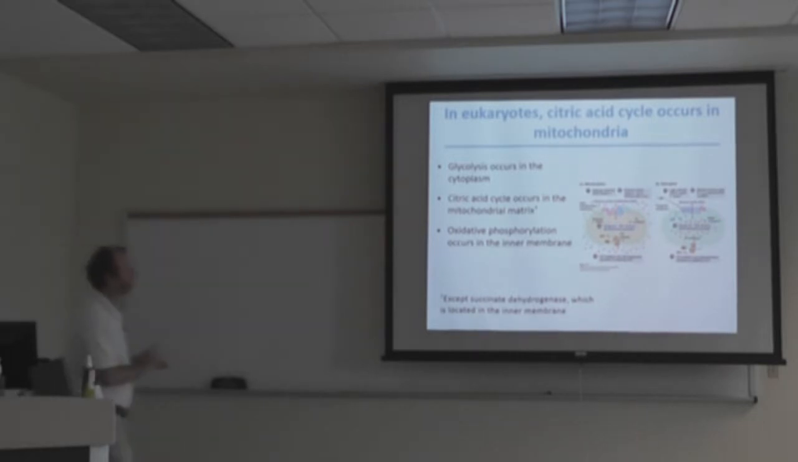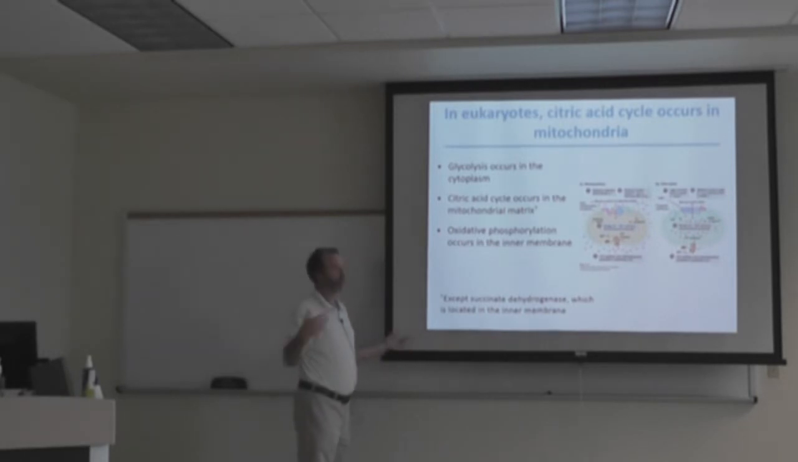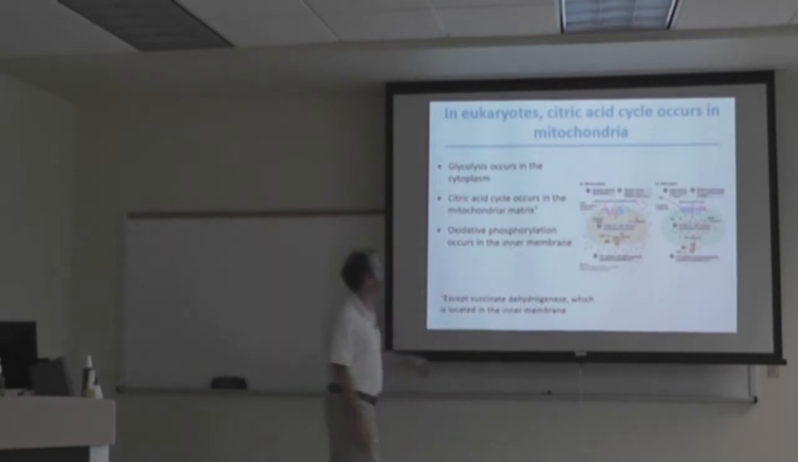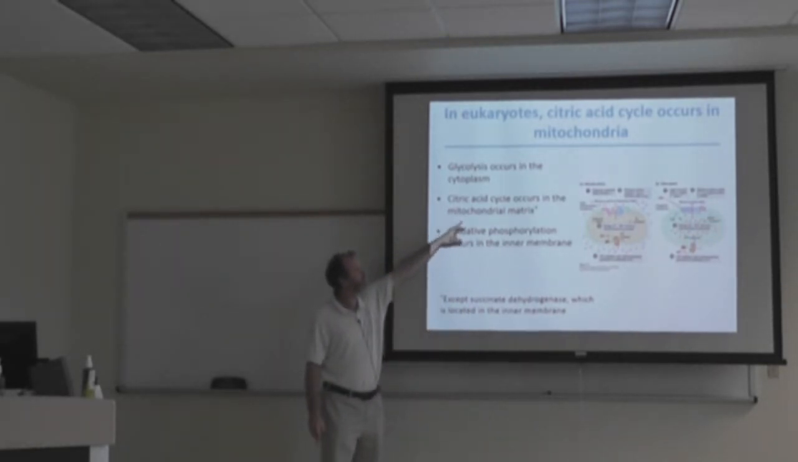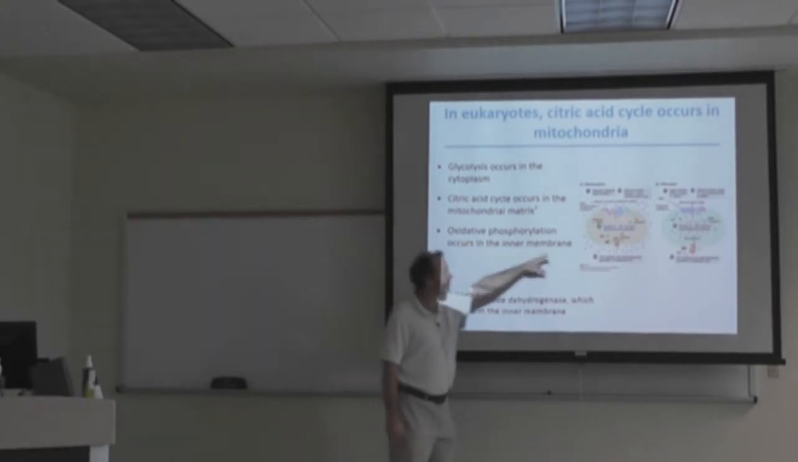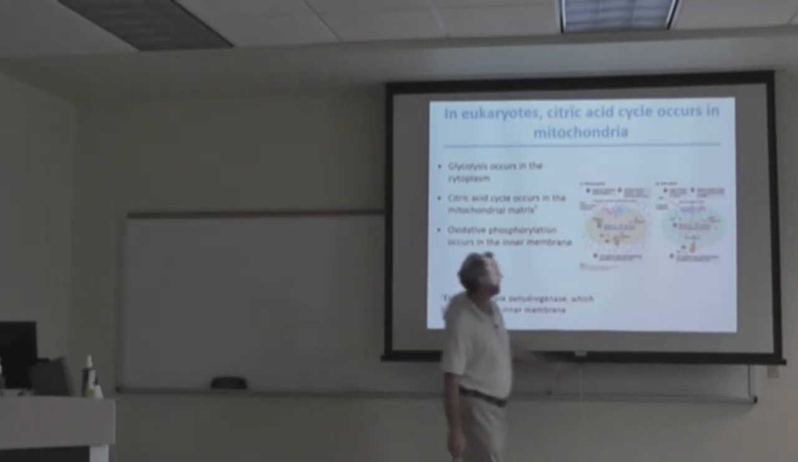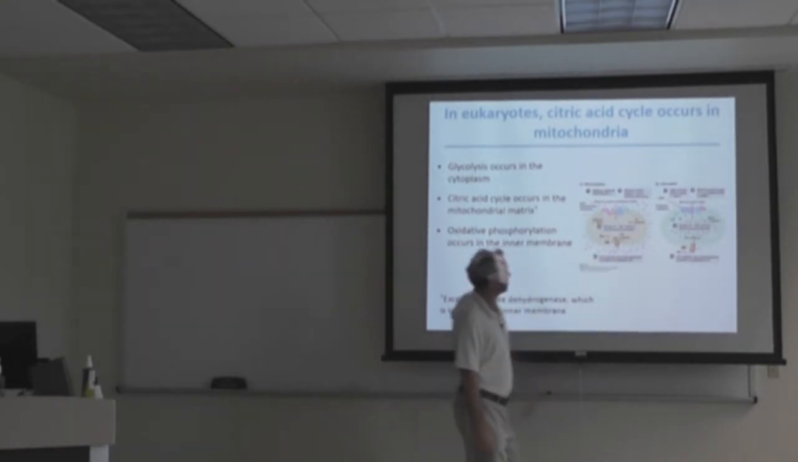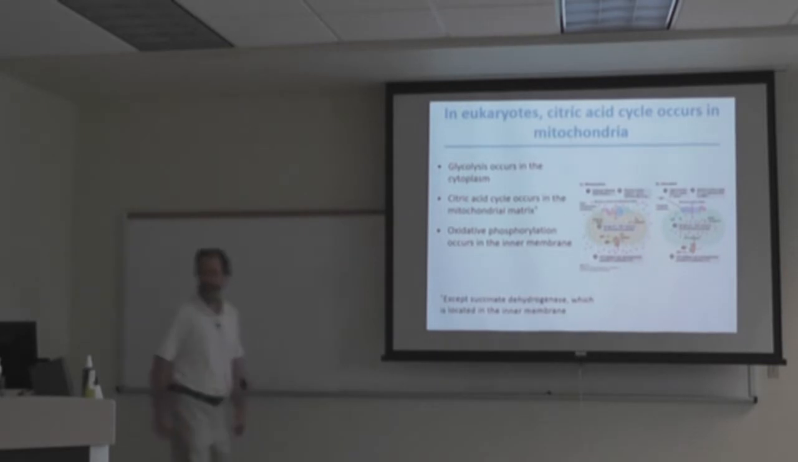So in eukaryotes, the citric acid cycle occurs in the mitochondria. Where does glycolysis occur? In the cytoplasm, right. So we've got to get the acetate or the pyruvate into the mitochondria to perform the citric acid cycle. The citric acid cycle occurs in the mitochondrial matrix, and oxidative phosphorylation occurs at the inner membrane. And that's where we generate this proton gradient at the inner membrane, and it generates ATP that way.